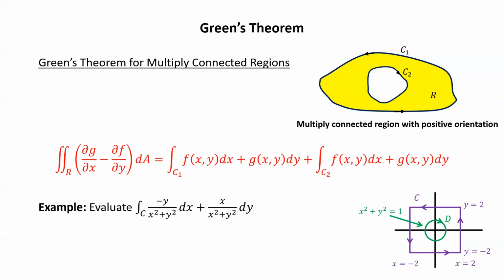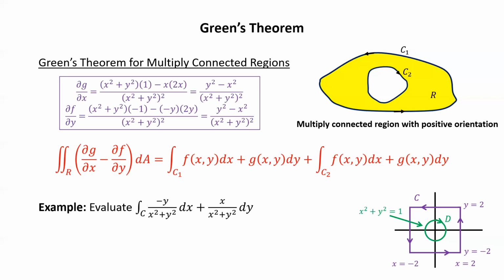Notice I'm also orienting it clockwise so that it matches what we need to be used for Green's theorem for multiply connected regions. Okay, now we need to compute the two partial derivatives. The partial of g with respect to x, well, that's a quotient rule.